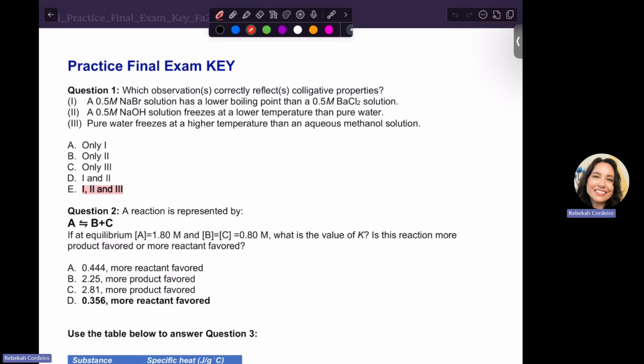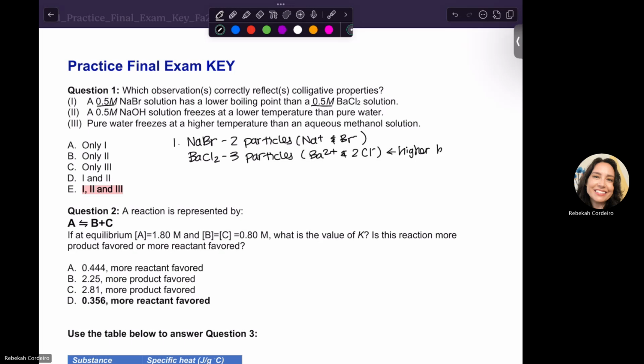So NaBr, so for number one, NaBr, this is the same, they have the same molarity, so we're comparing them, is two particles. Na+ and Br minus. And then BaCl2 is three particles. Barium and two chlorines. So this one should have a higher boiling point because it has more particles, so it would make it harder to boil.